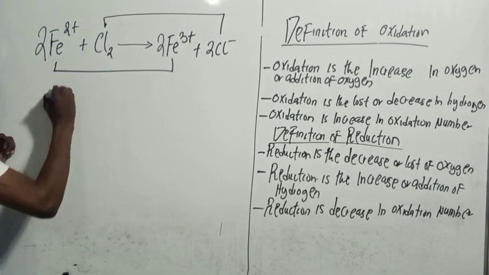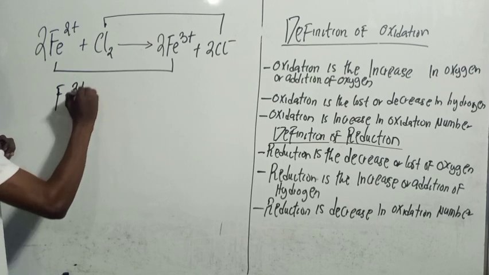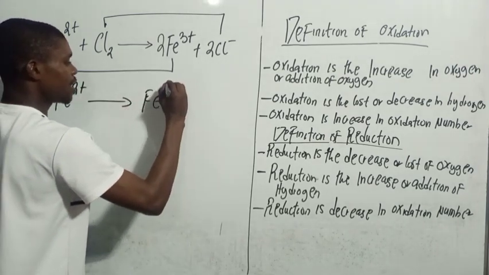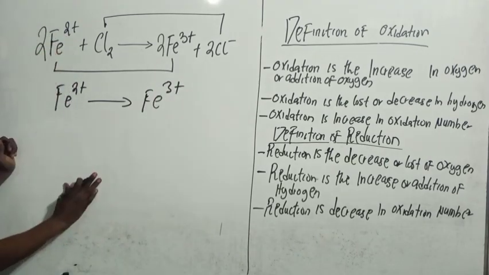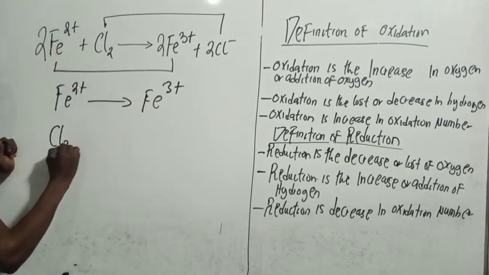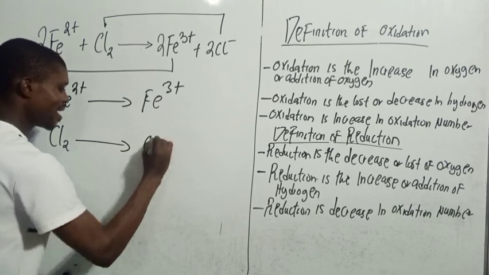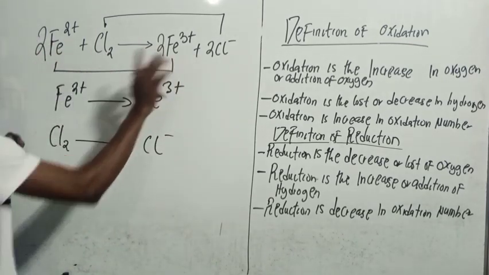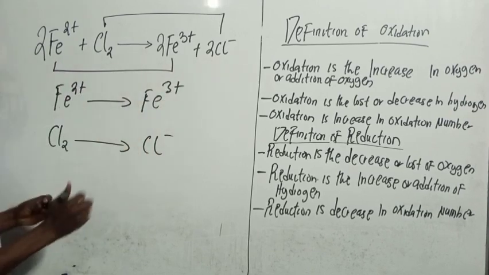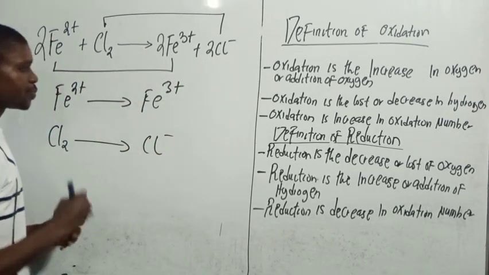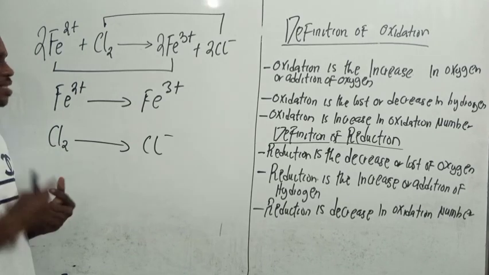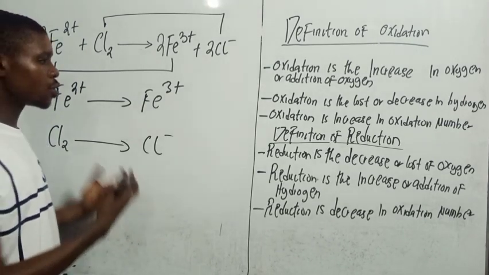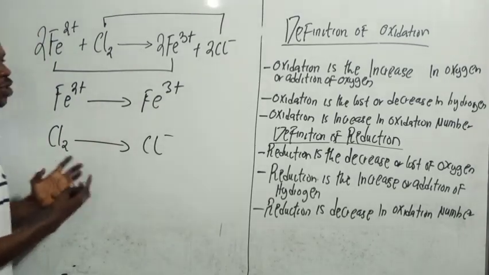So here we have Fe2+ moving toward Fe3+, right? Then Cl2 moves towards Cl-. So we have to ignore the moles. If you ignore the moles here, there's no oxygen here, there's no hydrogen here. So the combination we are going to use is going to define the oxidation and reduction.